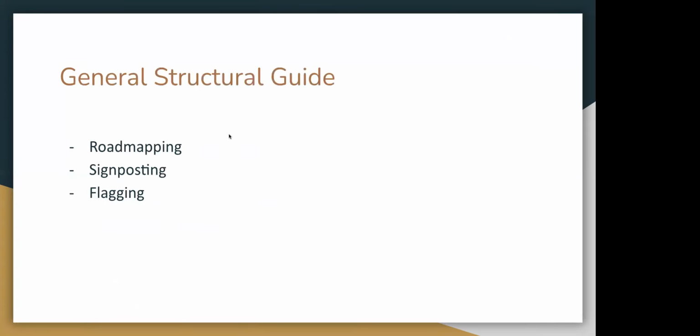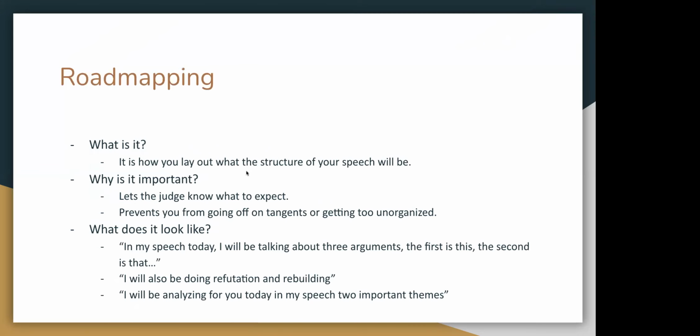So let's start with a general structural guide. There are three things that I think are really important in a debate speech, right? Road mapping, signposting, and flagging. So let's start with road mapping. What is it? It's how you lay out what the structure of your speech will be, right? This is usually done right after your introduction at the beginning of a debate speech.